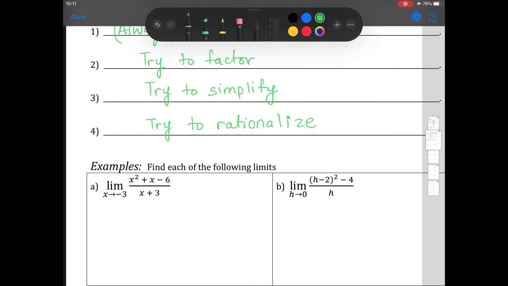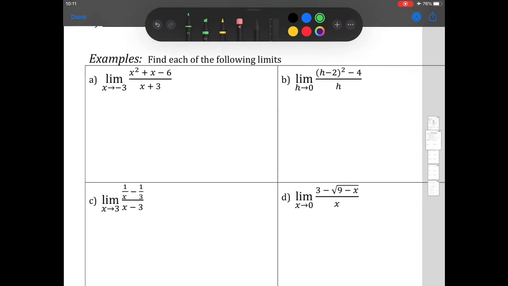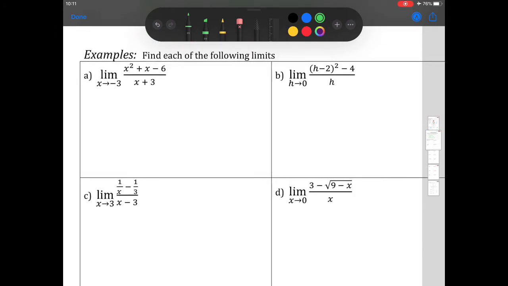Here you will rationalize either the numerator or denominator depending on the question. So let's do some examples and then it'll make more sense. Find each of the following limits.